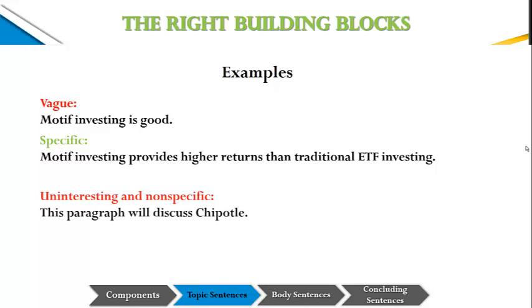Another example of a poor topic sentence would be something that's just very bland, uninteresting, and still vague or non-specific. For example, this paragraph will discuss Chipotle. I don't recommend probably ever using that kind of introduction for your topic sentence because it's just too general.